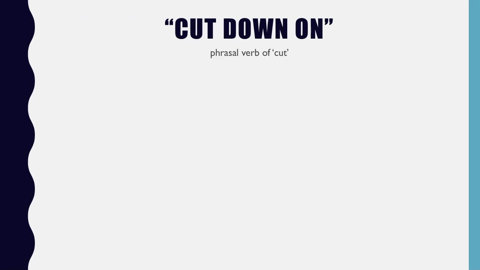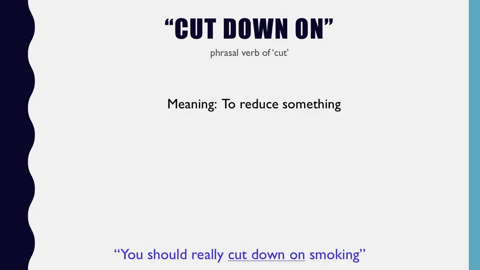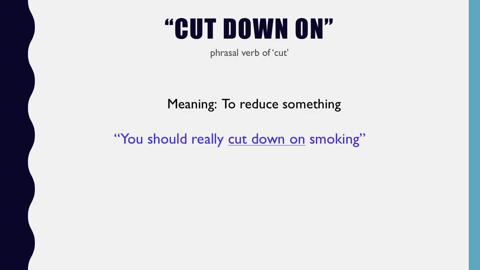Our next phrasal verb is cut down on, and this is a phrasal verb from the verb cut, and this means to reduce something, normally something that is bad or unhealthy for us. For example, you should really cut down on smoking. So cut down on means to reduce, so you should really reduce your smoking. This is an example of an inseparable phrasal verb, and it's also transitive.